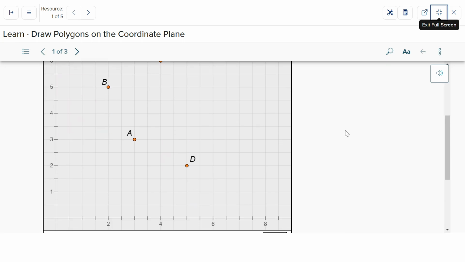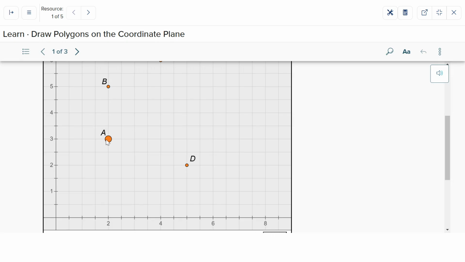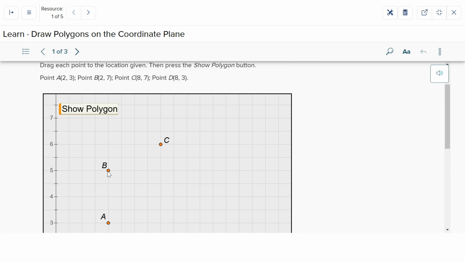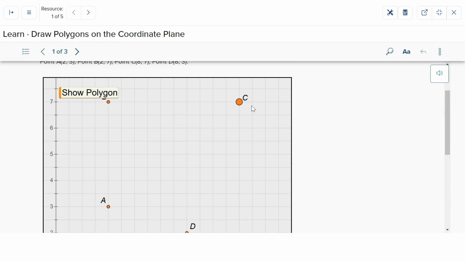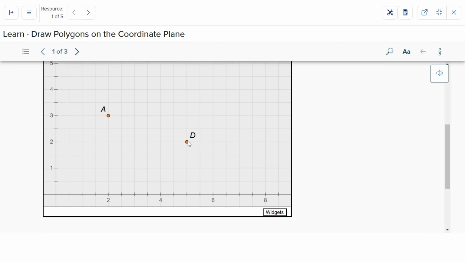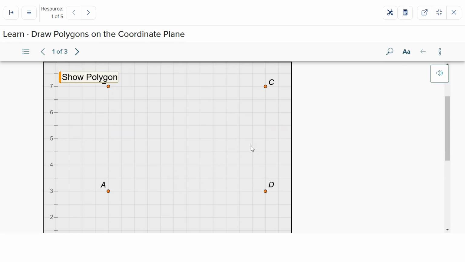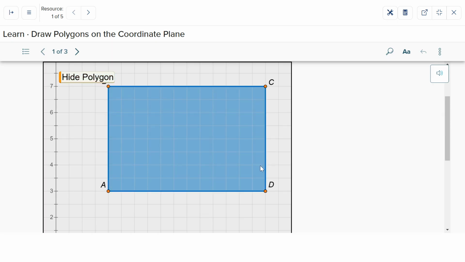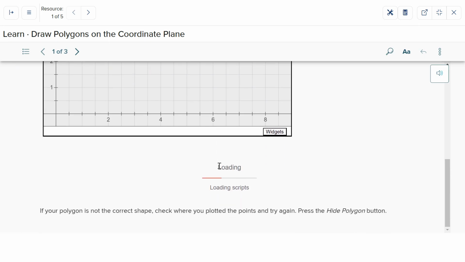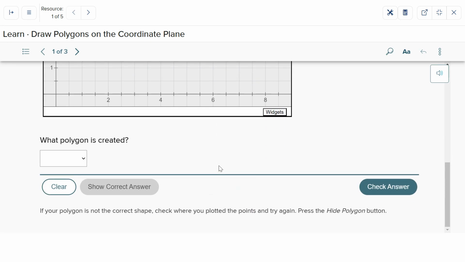So A should be 2, 3. It's right there. B should be 2, 7, which is up here. C is 8, 7. That's there. And then D is 8, 3. All right, so you can kind of see that. And then let's show our polygon. It's a rectangle. What polygon is created? Rectangle.